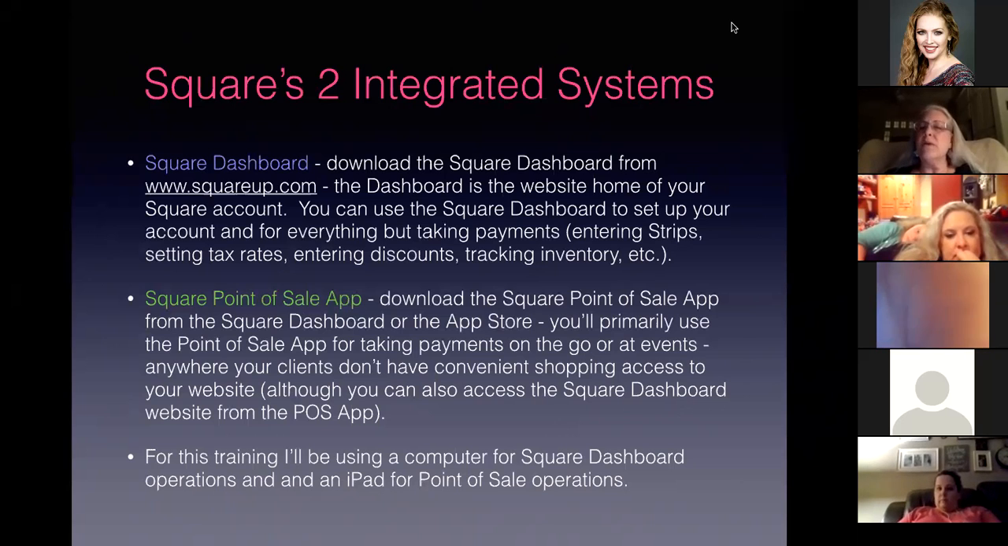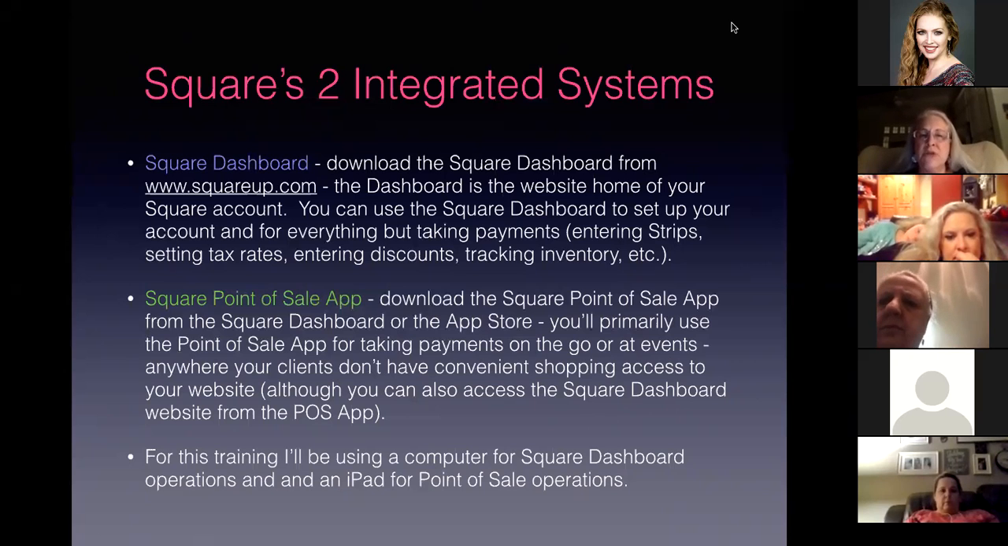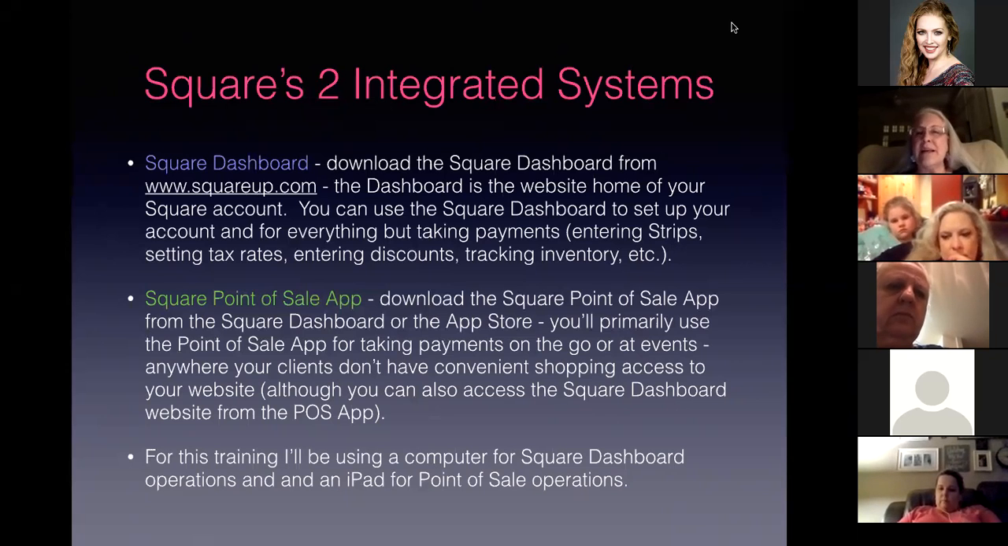One is the Square dashboard. The Square dashboard is something that you download from www.squareup.com. The dashboard is the website home of your Square account, just like our virtual office is the website home of our Color Street account. So you can use the Square dashboard to set up your account and for everything but taking payments. So entering strips, setting tax rates, entering discounts, tracking inventory, etc.